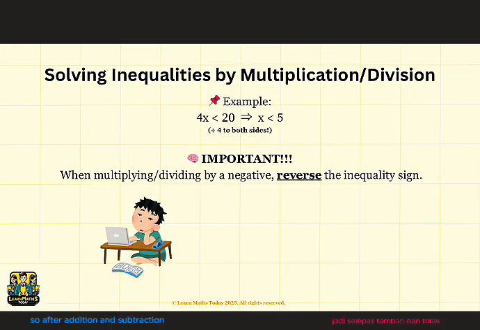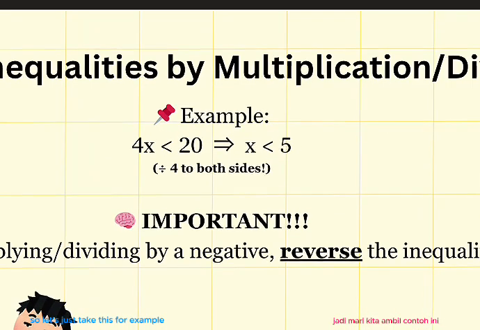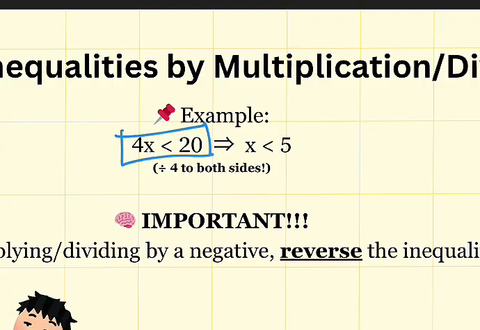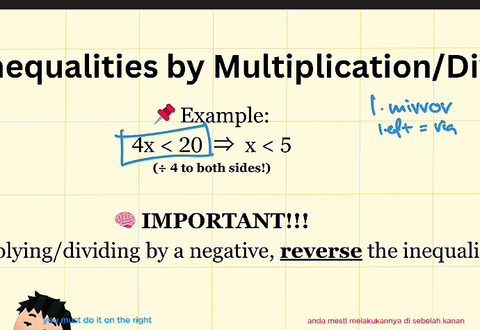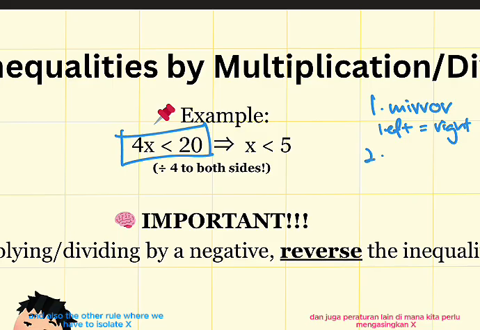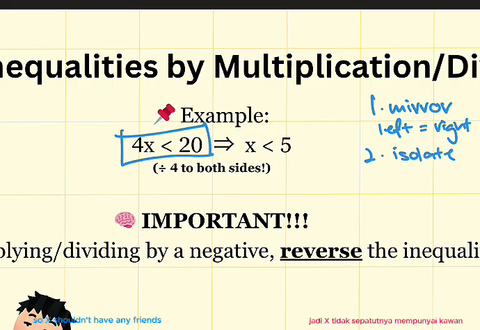So after addition and subtraction, it comes to multiplication and division. Let's just take this, for example. Remember the rule that we talked about just now? We have to always remember the mirror. Whatever we do on the left, we must do on the right. And also the other rule where we have to isolate x. So x shouldn't have any friends, okay?